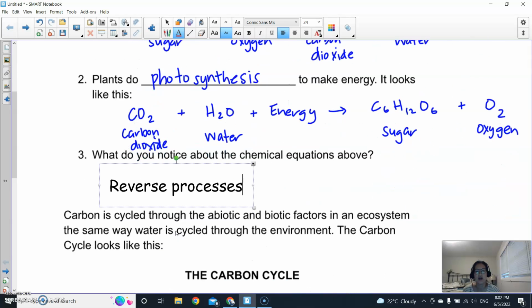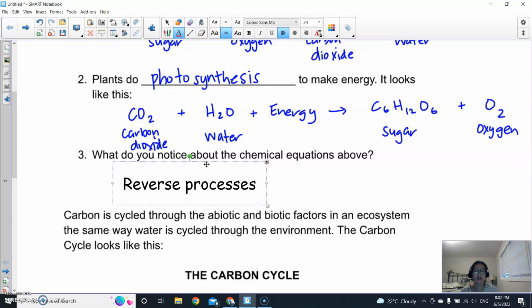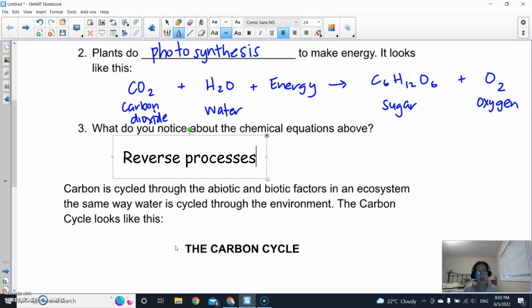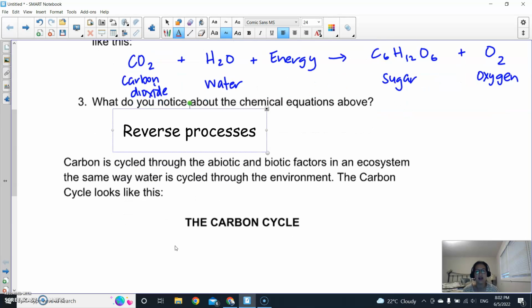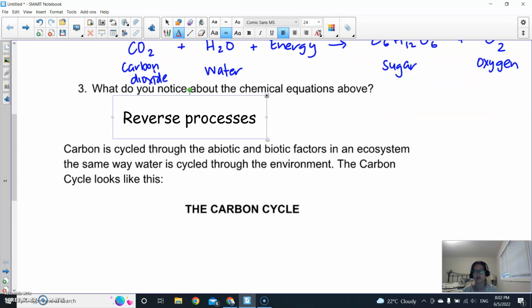So what we want to do now is understand the carbon cycle and how it moves through our ecosystems. Carbon is cycled through the biotic and abiotic factors in an ecosystem the same way that water is cycled through the environment. The carbon cycle looks like this, and we're actually going to take a moment and draw the carbon cycle.